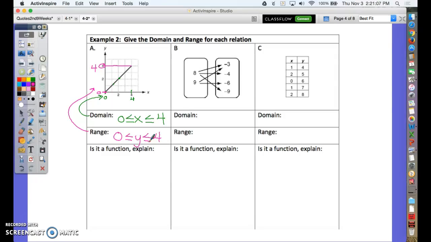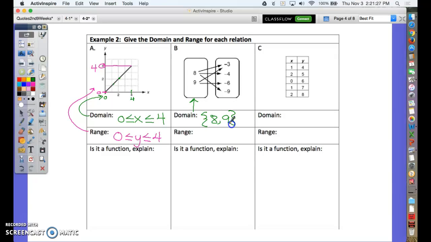We'll come back to this idea about a function. We have not defined a function yet, so we need to do that first. Let's look at B. B is a mapping. If I look at the mapping, I could determine my domain. Remember that the domain is always coming from this first bubble. So the domain would be the set of 8 and 9.